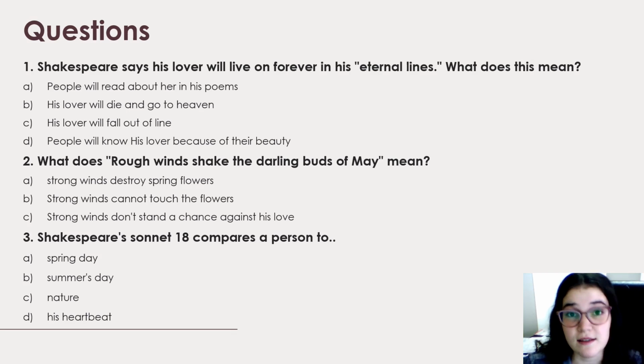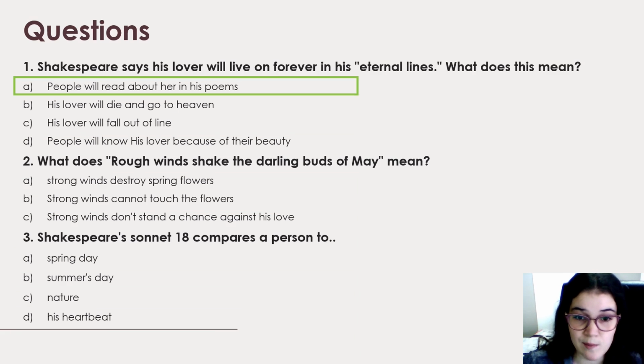Let's see if we can answer the following questions to prepare us for exams and tests. Number 1, Shakespeare says his lover will live on forever in his eternal lines. What does this mean? A, people will read about her in his poems. B, his lover will die and go to heaven. C, his lover will fall out of line. Or D, people will know his lover because of their beauty. The answer is A, people will read about her in his poems.